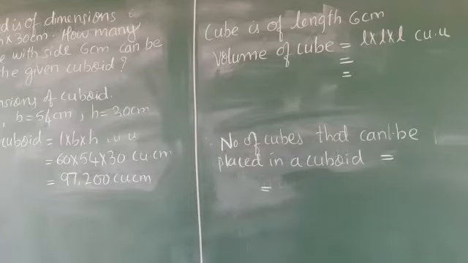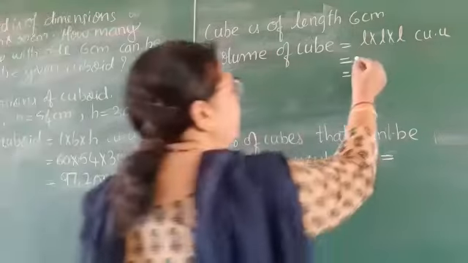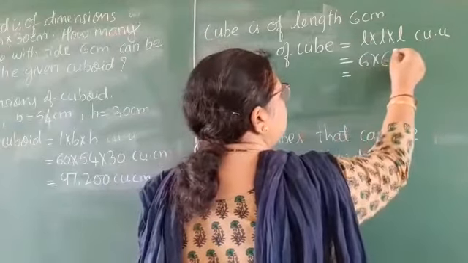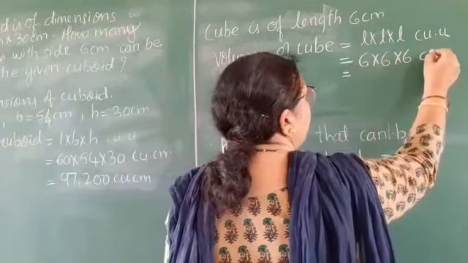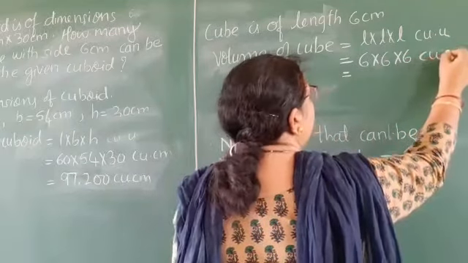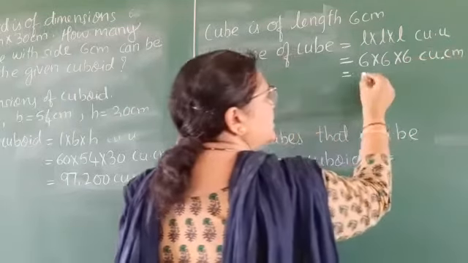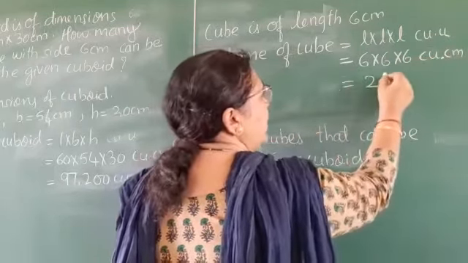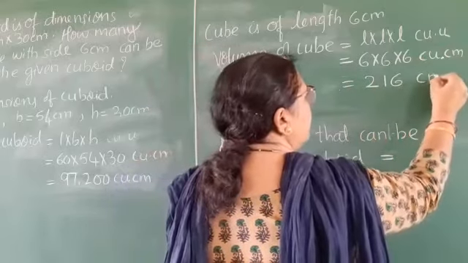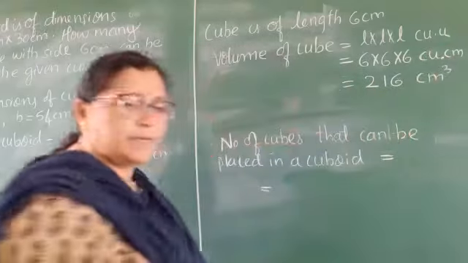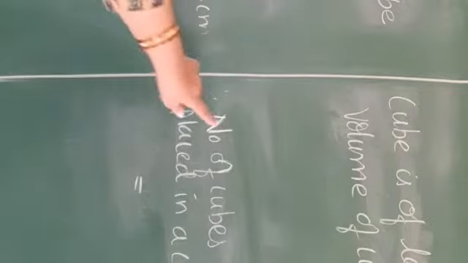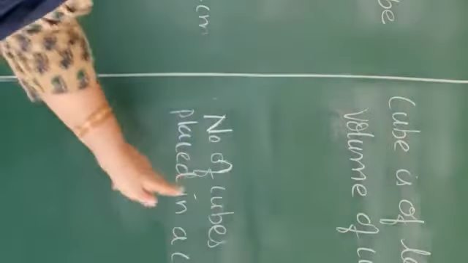So let us find the volume of the cube. Here it is given the length of the cube is 6 centimeters. So volume is length into length into length cubic units. So here you can take it as 6 into 6 into 6 cubic centimeters, which is equal to 216 cubic centimeters.